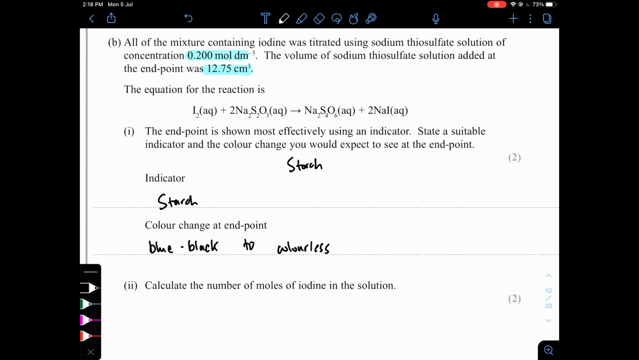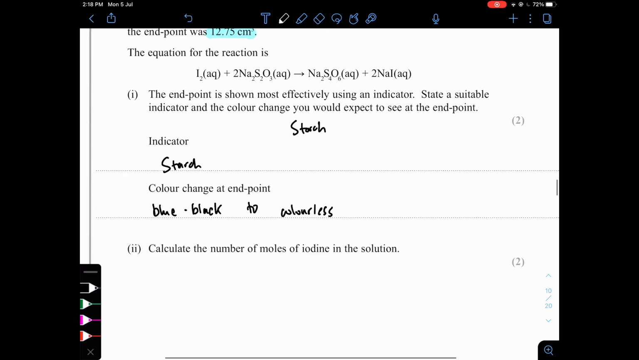Now, some people, according to the examiner report, try to use another indicator. They try to use methyl orange. And if you were thinking that, then it's very wrong. It's not correct for this question. The easiest one, the most effective indicator is starch. Blue black to colorless. Okay, so calculate the moles of iodine in the solution.